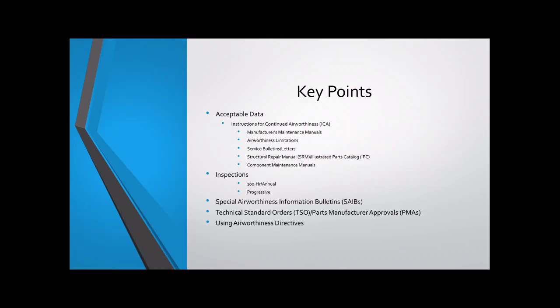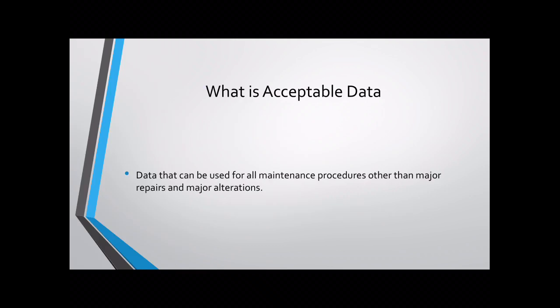that you'll be using. First, we're going to talk about acceptable data. We'll talk about instructions for continued airworthiness and some of the pieces of documentation or publications that fall into that category. We'll talk a little bit about inspections and what the level of detail is on those. We'll talk about special airworthiness information bulletins, technical standard orders, parts manufacturer approvals, and using airworthiness directives. So let's dive right into acceptable data.